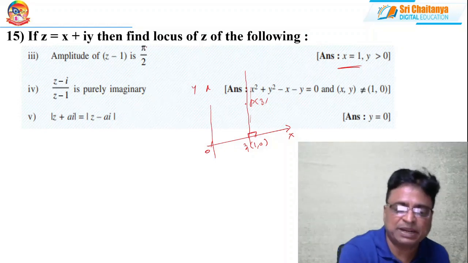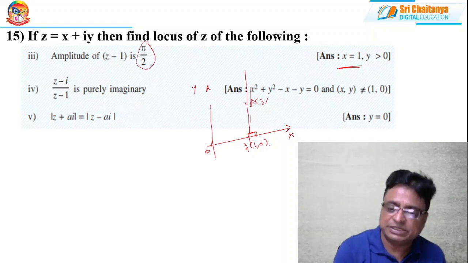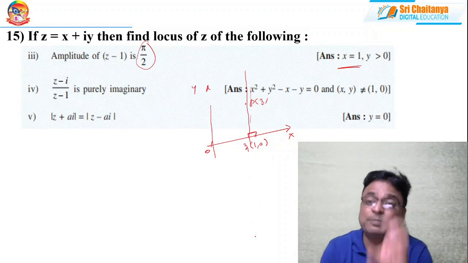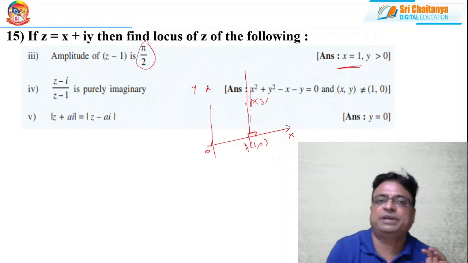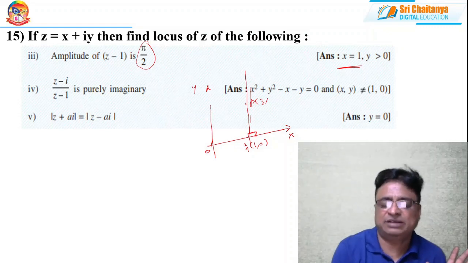Because the angle pi by 2 is given. If it is minus pi by 2, it comes down. So this is the point I would like to present through this video for you. Getting the equation is nothing for you.